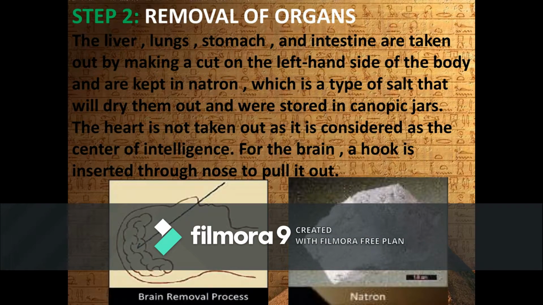Step 2 is removal of organs. The liver, lungs, stomach, and intestines are taken out by making a cut on the left-hand side of the body and are kept in natron, which is a type of salt that will dry them out, and were stored in canopic jars. The heart is not taken out as it is considered the center of intelligence. For the brain, a hook is inserted through the nose to pull it out.